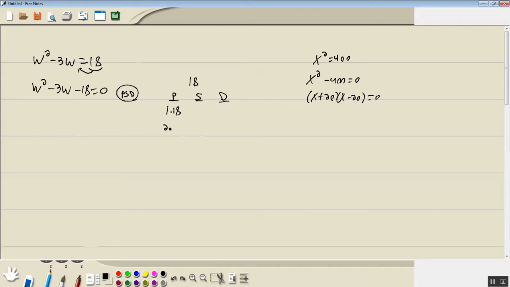We got 1 times 18, 2 times 9, 3 times 6. We want to add those. 1 plus 18 is 19, 2 plus 9 is 11, 3 plus 6 is 9. Subtract them, smaller from larger. 18 minus 1 is 17, 9 minus 2 is 7, 6 minus 3 is 3. Number we're looking for is a number in our middle term, which is 3, which is right here, so we're going to use 3 and 6.